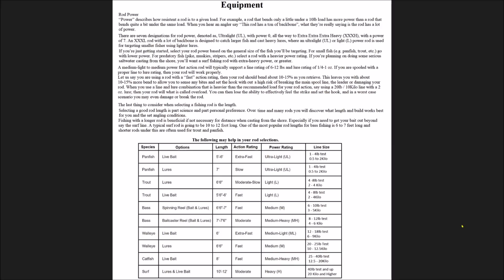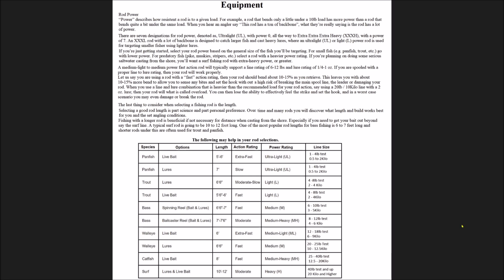For predatory fish, pike, muskies, stripers, select a rod with a heavier power rating. If you're planning on doing some serious saltwater casting from the shore, you'll want a surf fishing rod with extra heavy power or greater. A medium light to medium power fast action rod will typically support a line rating of 6 to 12 pounds and a lure rating of 1/4 to 1 ounce.